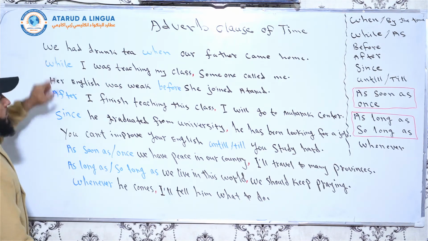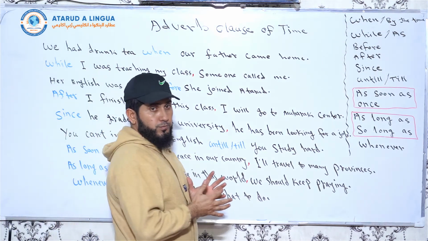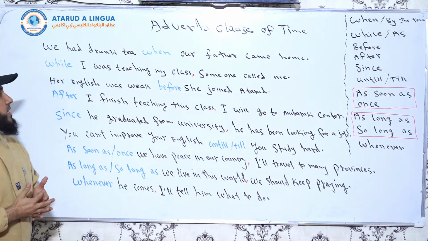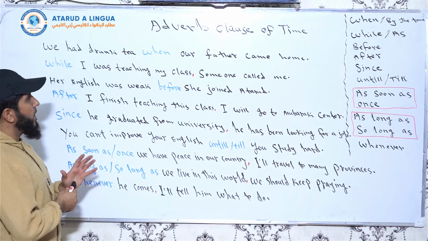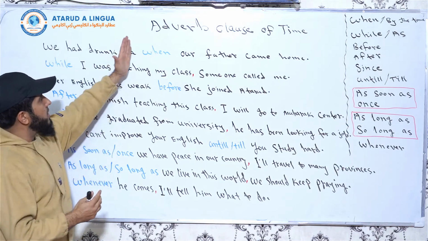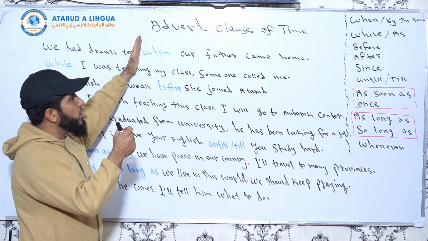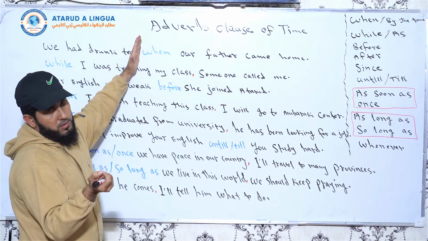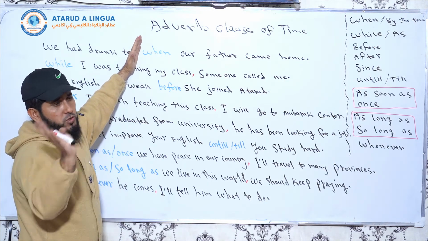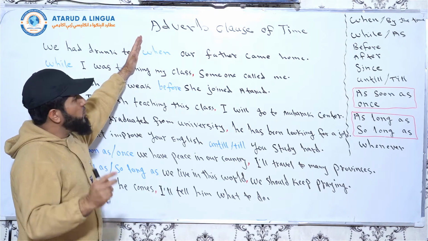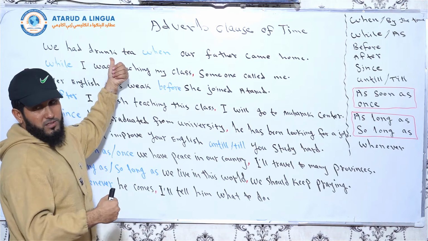Look at the first example. We had drunk tea when our father came home. Or we had drunk tea by the time our father came home, okay? So now, the adverb clause of time starts here, when our father came home, okay? And it usually answers the question when. When had we drunk tea? For example, that's the question, okay? So it specifies the time of an action in its main clause, okay?